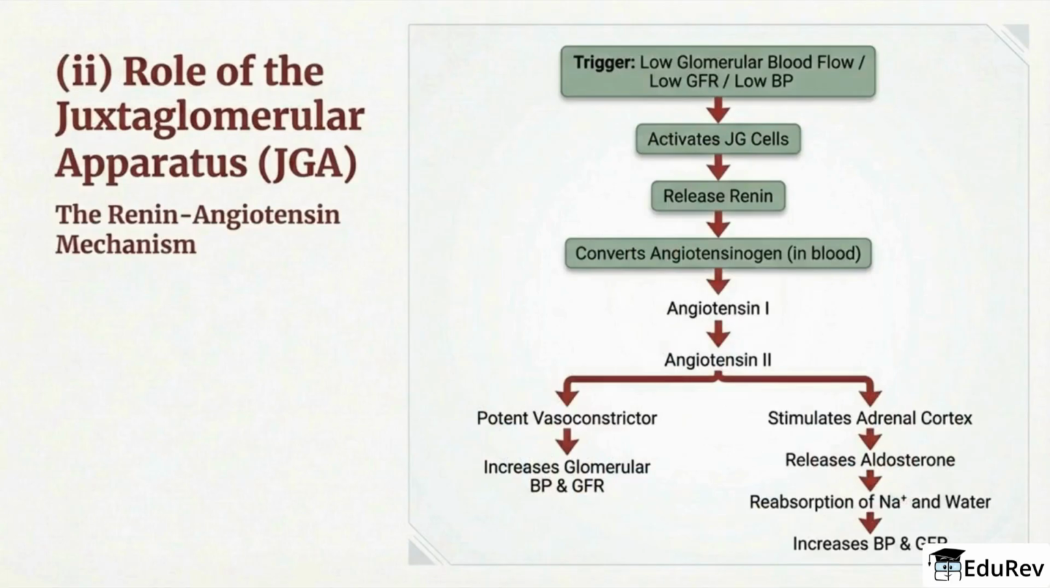The juxtaglomerular apparatus, or JGA, provides another essential control pathway. When renal perfusion or sodium delivery falls, the JGA releases renin. Renin starts a cascade that produces angiotensin II, a powerful vasoconstrictor that also stimulates the adrenal cortex to release aldosterone. Aldosterone increases sodium and therefore water reabsorption in the tubules, helping to raise blood pressure and preserve filtration.